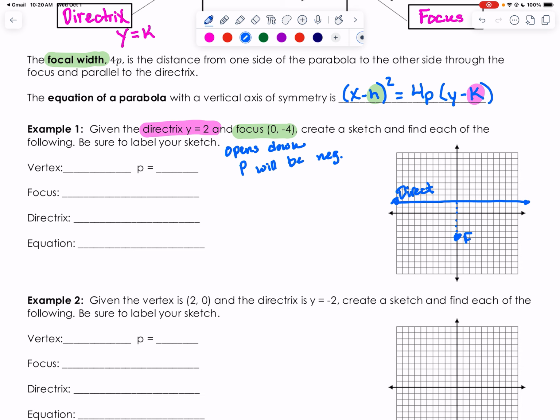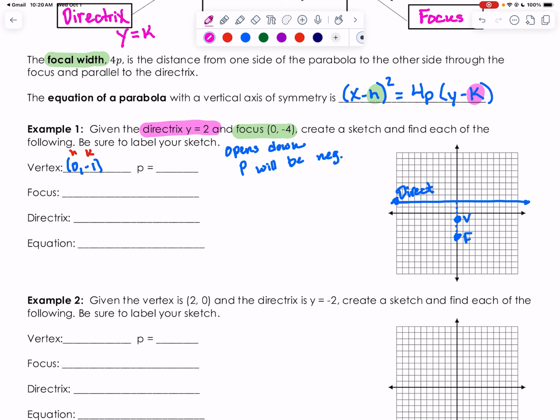They're 6 units apart. That means we have a vertex 3 units away from the focus. So 1, 2, 3. So let me label that vertex. Now we can go ahead and label that point. Our vertex is 0, -1. And above the vertex, we'll put an H here and a K here. That's our vertex, H and K.